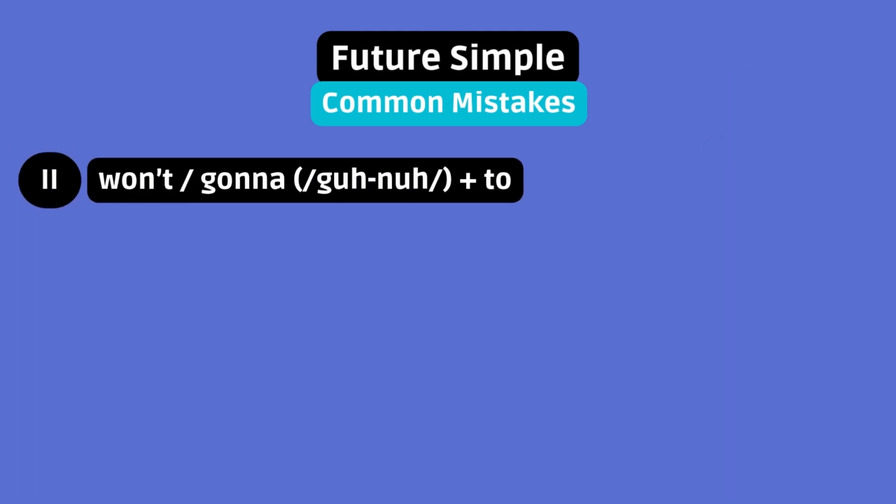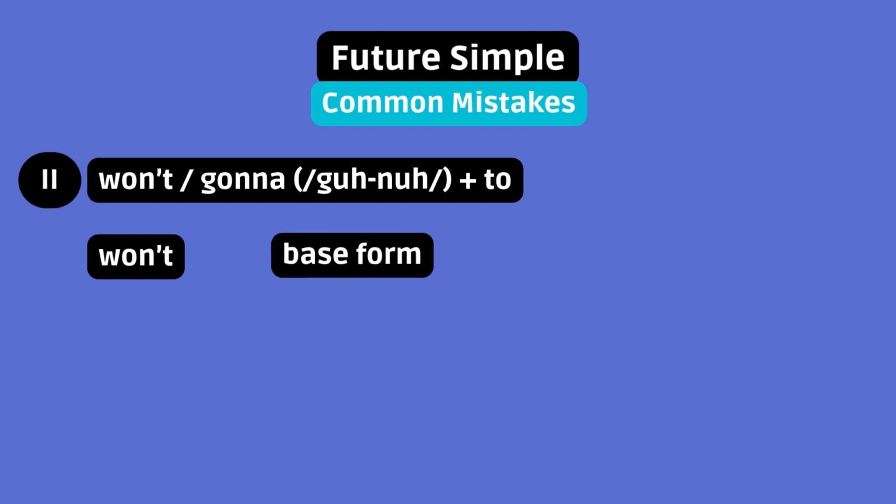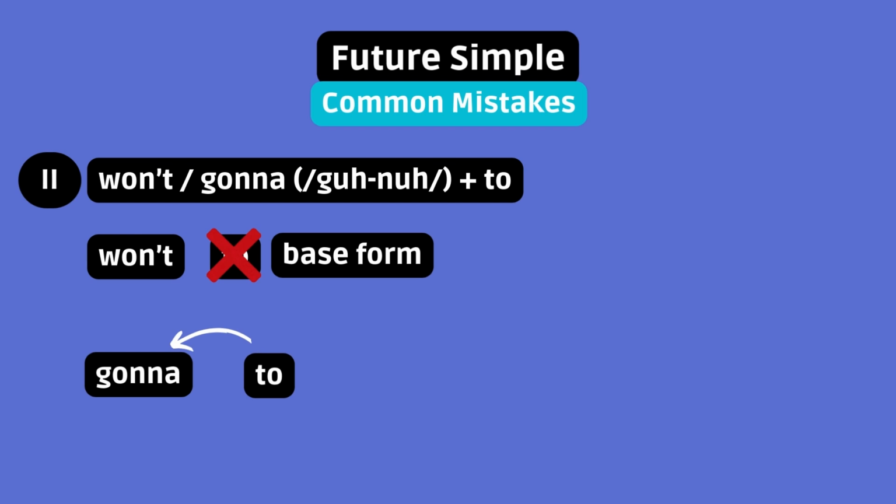Won't or gonna plus to. Won't is a totally acceptable contraction in all situations. But remember, it's followed by the base form of the verb, not the preposition to. You can totally use gonna as an informal contraction of going to when you talk in an informal situation. But remember as well, the preposition to is already in gonna, so no need to repeat it.